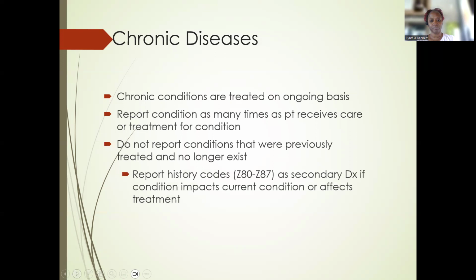We want to report a history code using Z80 through Z87 as secondary diagnosis if a condition impacts the current condition or affects treatment. So those are going to come from your Z codes. And if you forget any of this, once you go into your ICD-10 coding manual, this information is available.